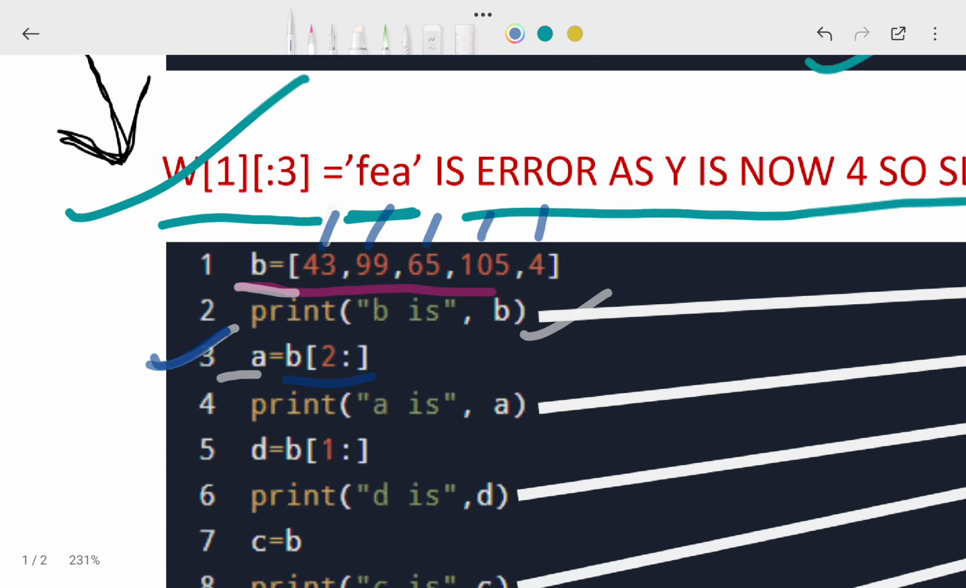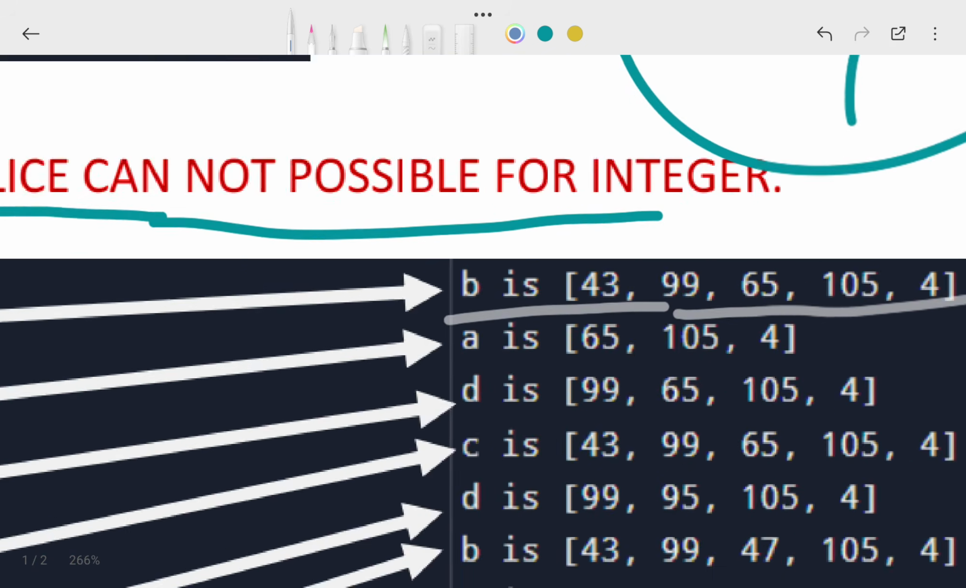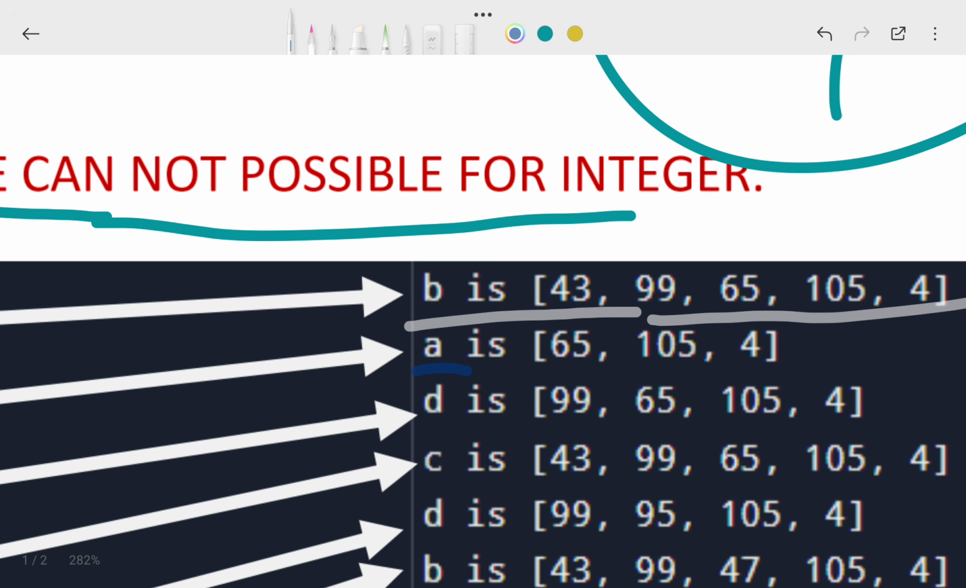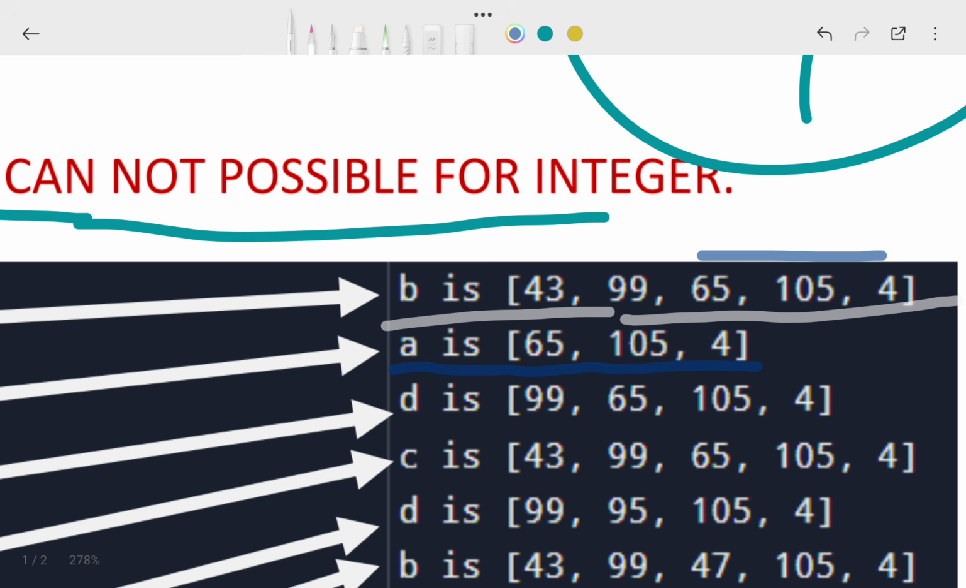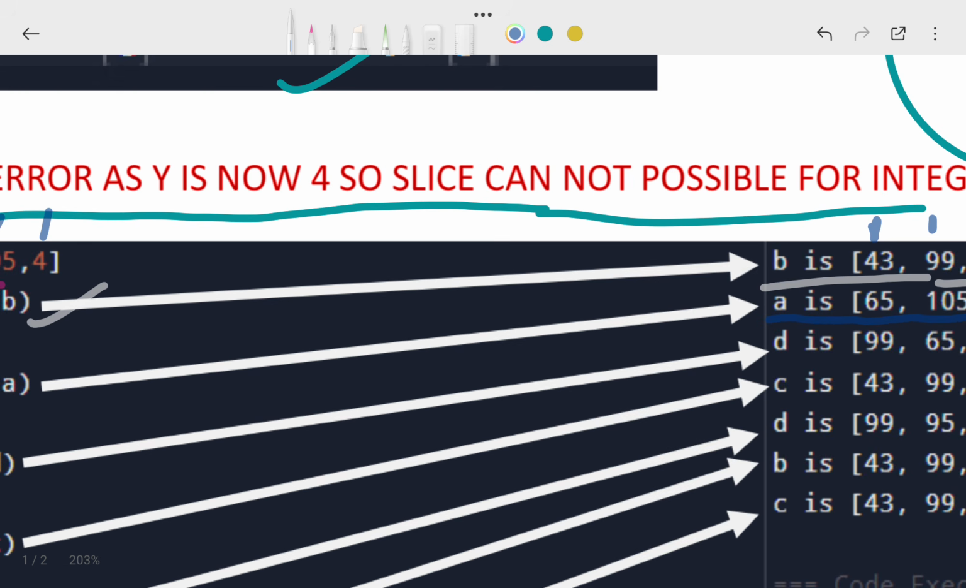What is the meaning of this? Now you can see I am printing the value. After that, you can see the value is printing 65, 65, 105 and 4. Why? Because this is B0, this is B1, this is B2. From 2 to end we have to print the value. So this value is printed. Okay, meaning of this done.